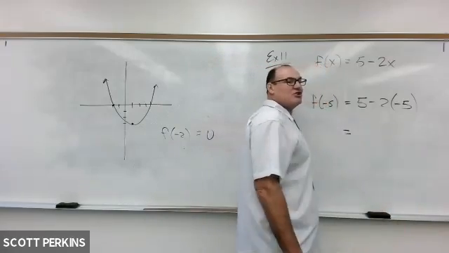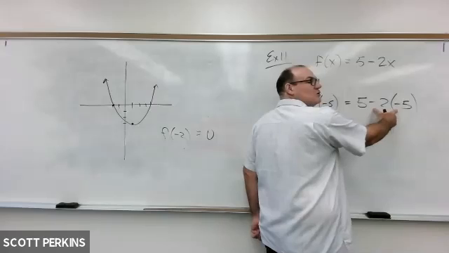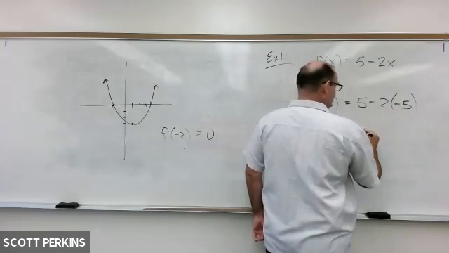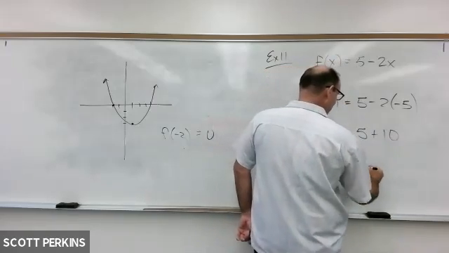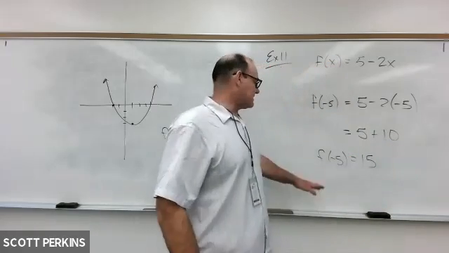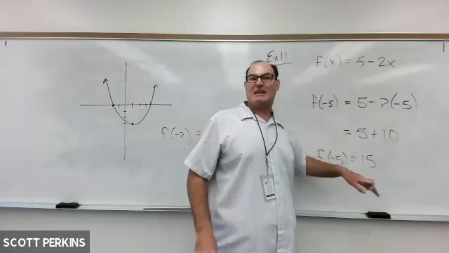So order of operations says I do my multiplication first. So -5 times -2, what's that going to be? So I have 5 plus 10, and then 5 plus 10 gives me 15. So that says that when I plug in x is -5, I get the y value 15 out.